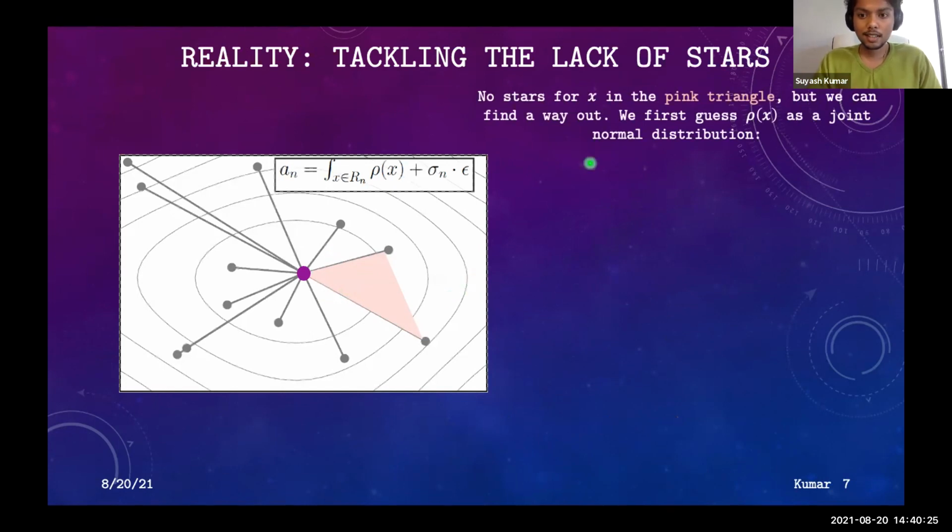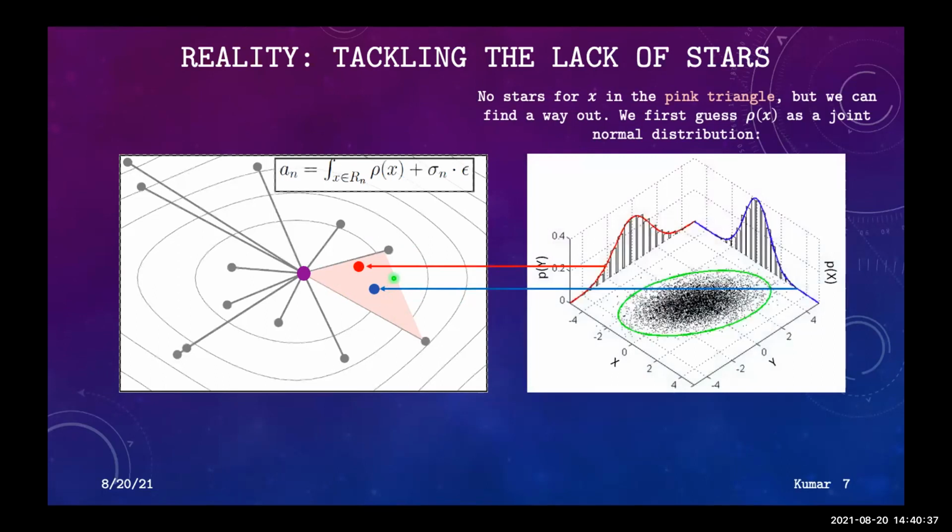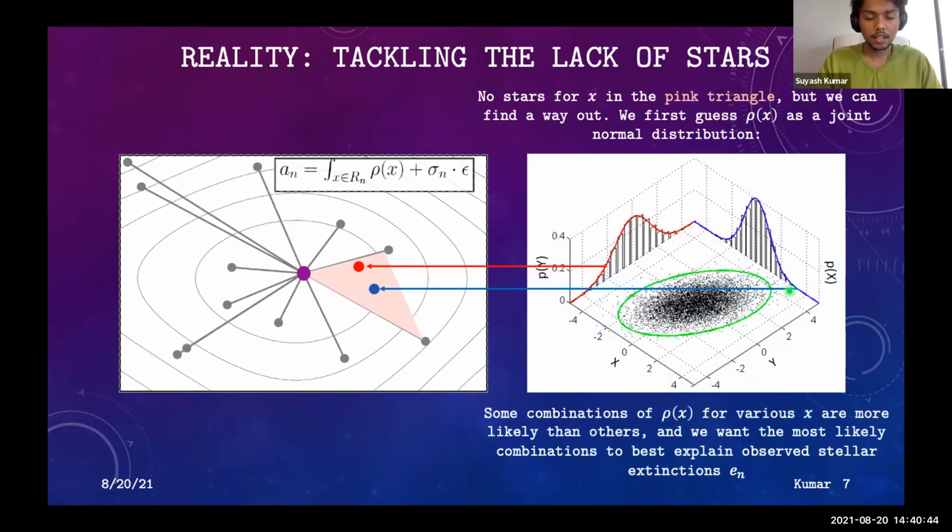So we must assign the density function to be a joint normal distribution across various points. What does that mean? Imagine taking 2 points in this pink region, for example. Now, their respective density values would be governed by a joint probability distribution, which basically says that certain combinations of density in these 2 points are more likely than other combinations. But physically, we would like the most likely combination to best explain the extinctions of stars that are in our region of interest.